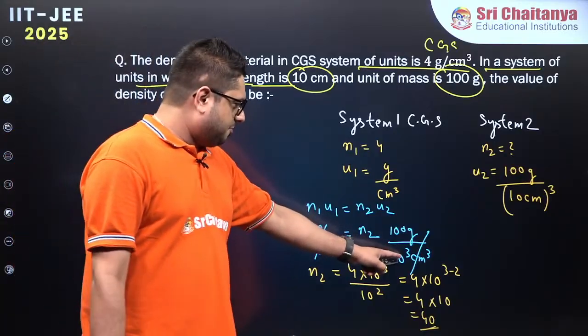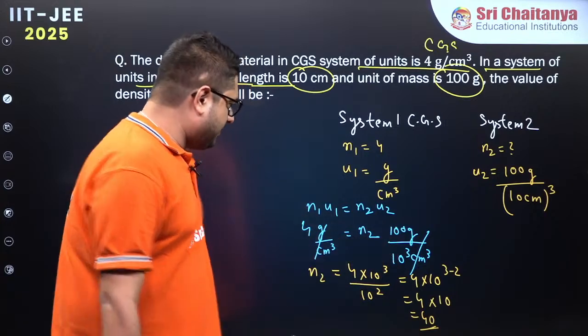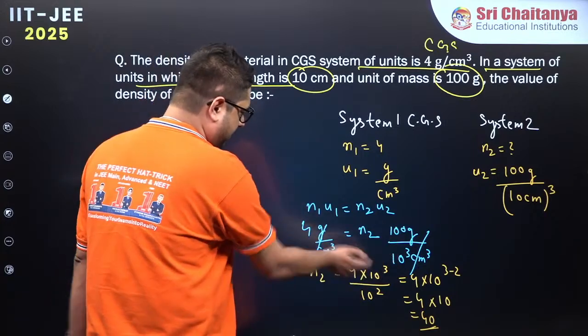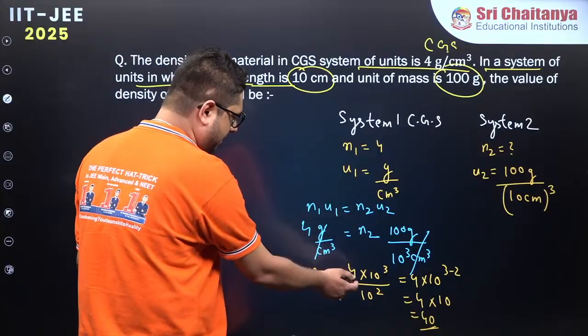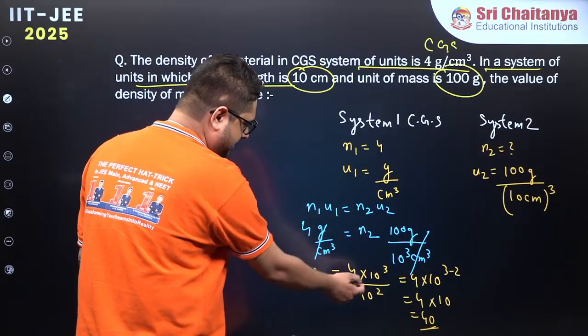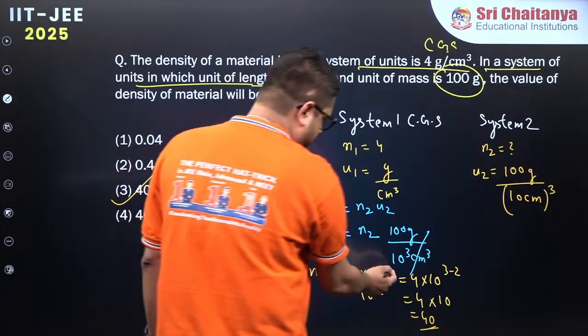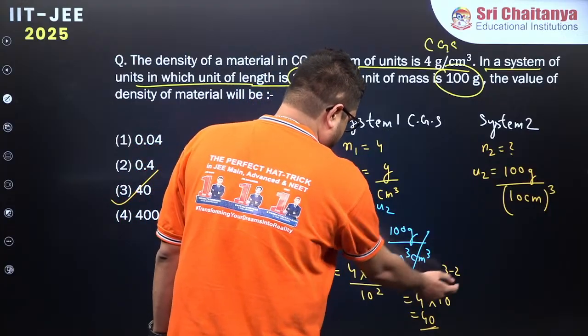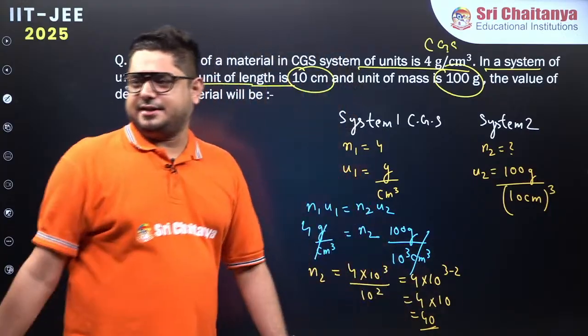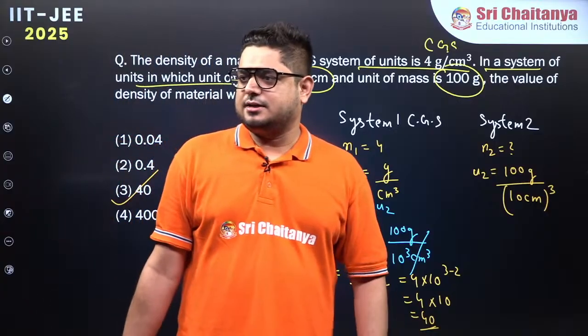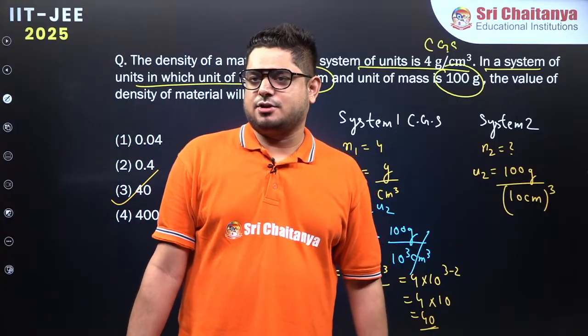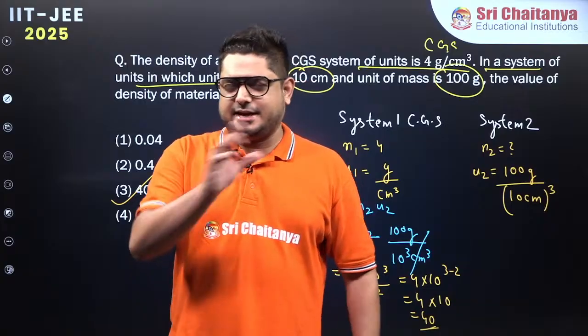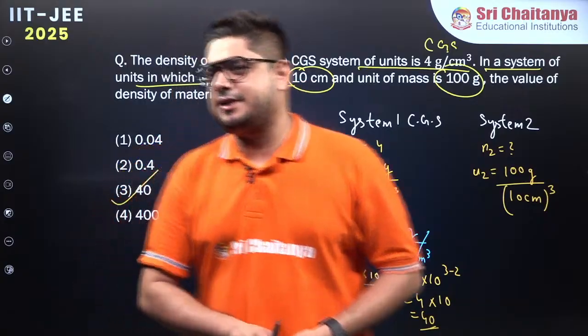100 grams by 10 to the power 3 gram per centimeter cube will be getting cancelled out. N2 we need to find out. N2 will be equal to 4 into 10 cube by 100, isn't it? 100 can be written as 10 square. This will be coming to the top in the numerator section. 3 minus 2, 1. So 4 into 10, 40 will be the right answer, right? Okay, fine. Let's go, 40 should be the answer. So check the calculation again. Try to check the calculation once.